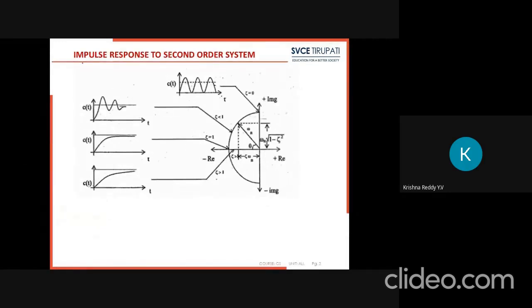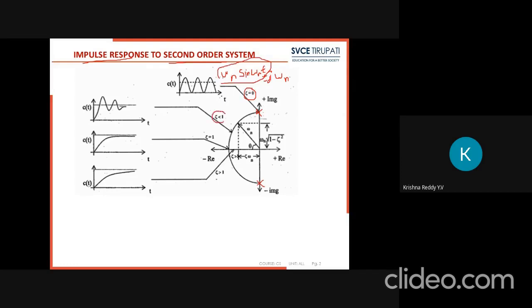When an impulse input is given to the second order system and zeta is equal to 0, we get complex roots plus or minus j omega n. Both poles are located on the imaginary axis, and the output is c of t equal to omega n into sine omega n t, when zeta is equal to 0.